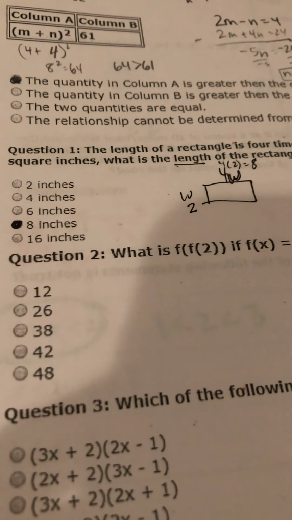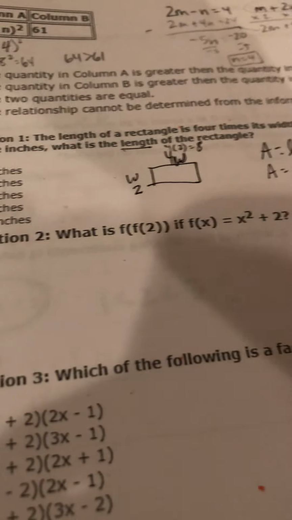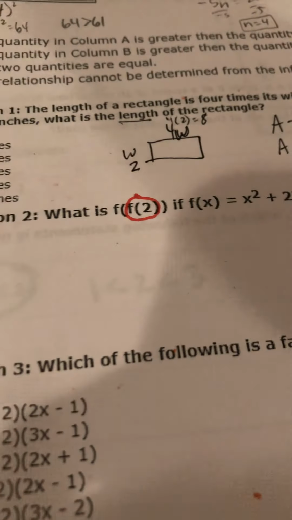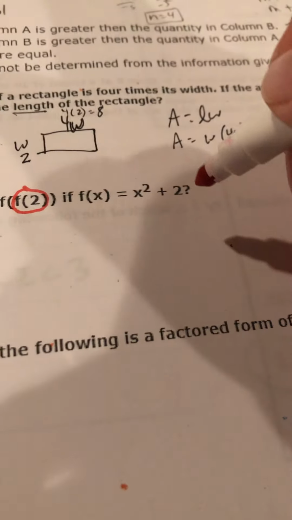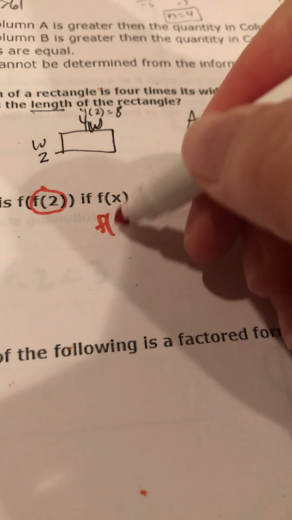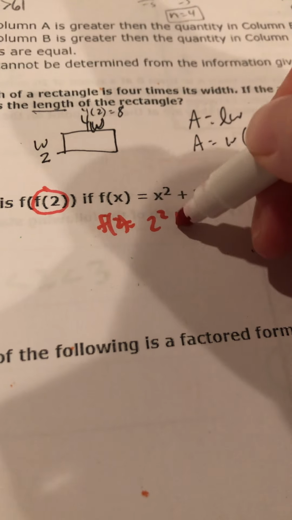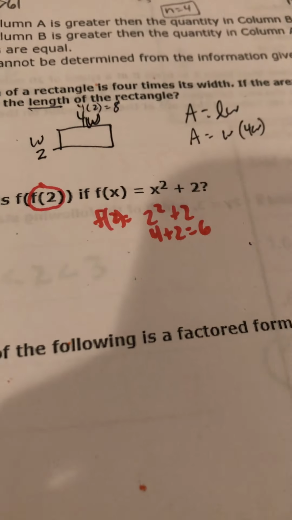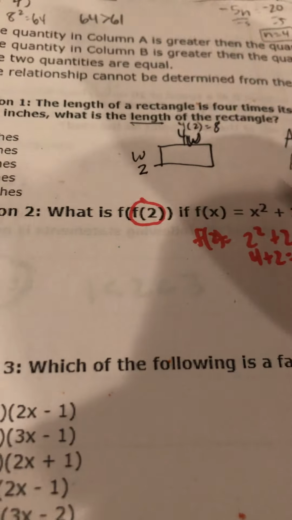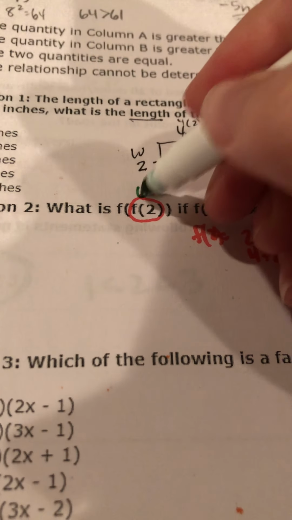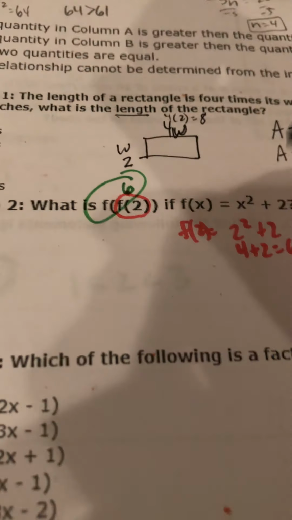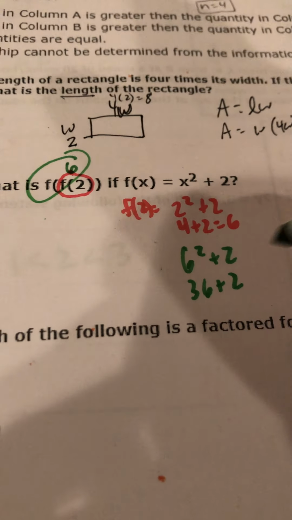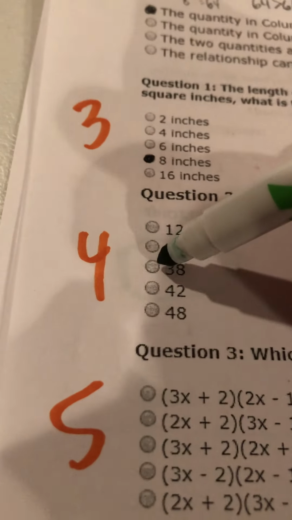Hey, it's another pregnant problem. I'm going to have to use my marker. So this says plug 2 into F. So here's F. If I plug 2 in, I get 2 squared plus 2. 2 squared is 4 plus 2 is 6. But then it says, do it again. See right here? So now that's 6. So I'm going to do F of 6. So I'm going to do 6 squared plus 2. 36 plus 2 is 38. So that's why it's 38.